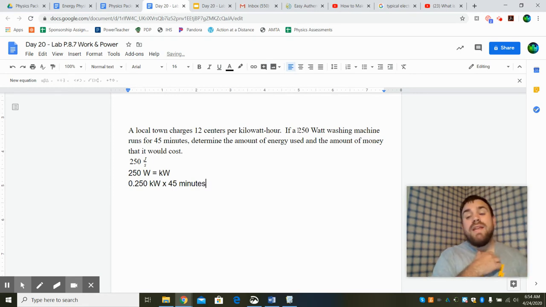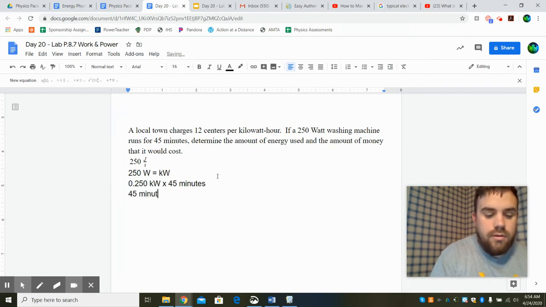But the problem is that minutes needs to be in hours to make units of kilowatt hours. So the question is how many hours is 45 minutes? That's a pretty simple conversion as well. If you just take 45 minutes, divide that by 60 minutes per 1 hour, that gives you a very easy calculation. Maybe you already knew this, but basically it's 3/4 of an hour, 0.75 hours.